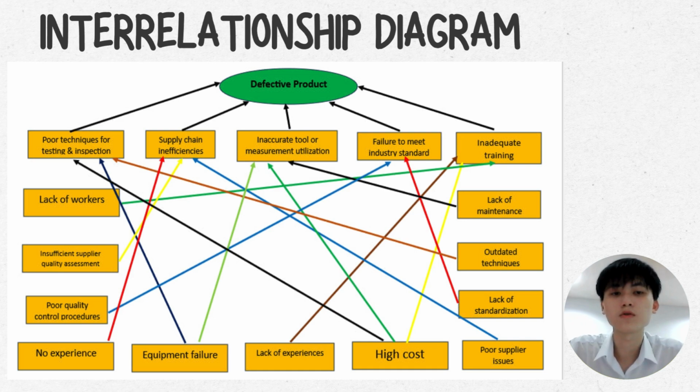However, failure to meet industry standards and inaccurate tools or measurement utilization will affect the product quality of Evergreen fiberboard product. As Mr. Pargan said, the main problem of the company is defective product. It is linked to the outdated techniques, poor quality control procedures, and insufficient supplier quality assessment during the process of making the product.